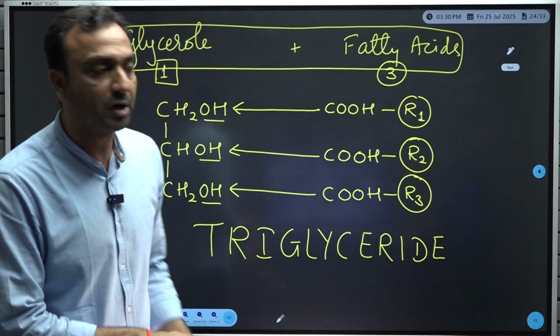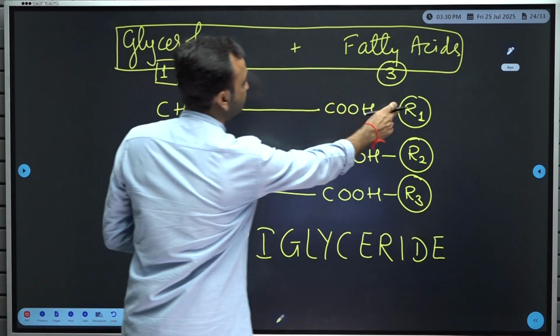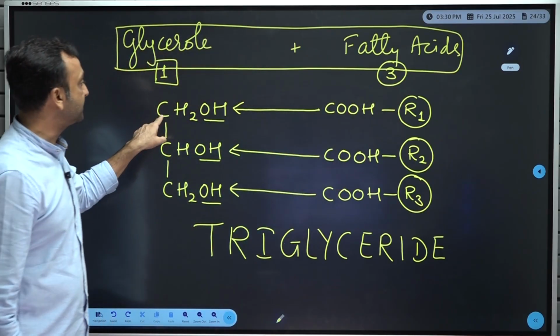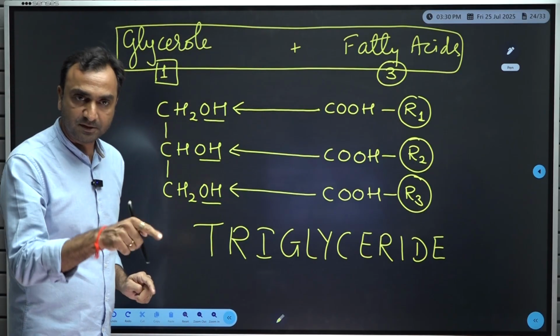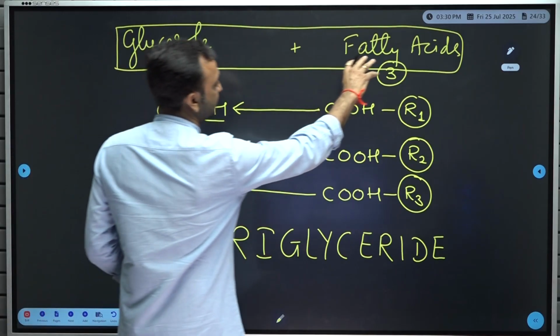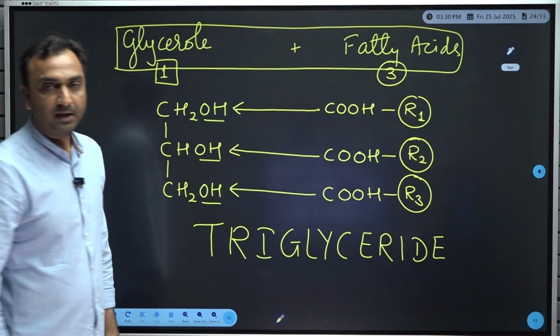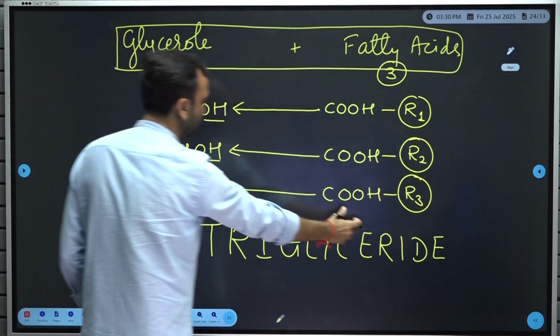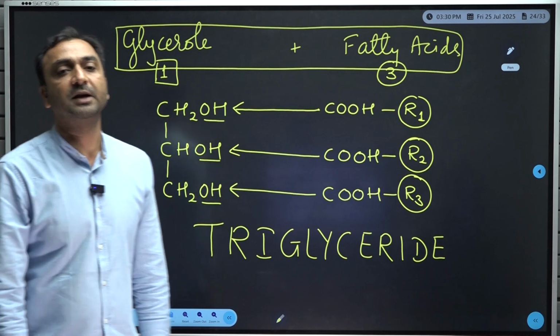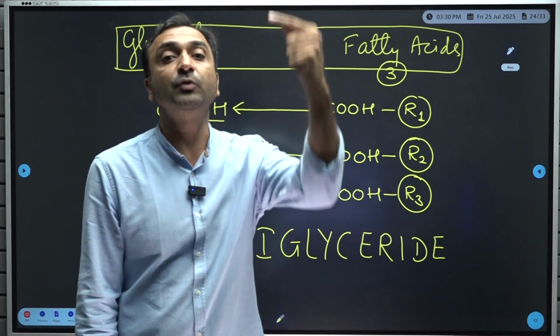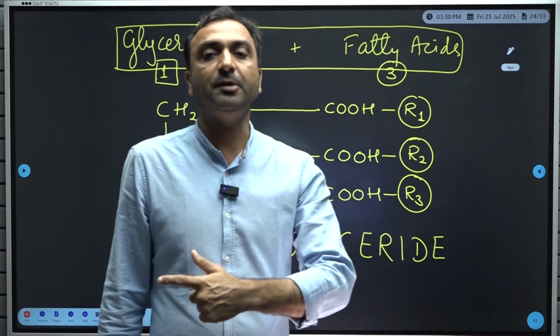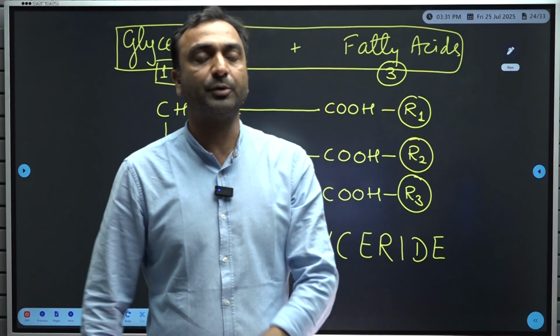So chemical bond between first fatty acid and first number carbon would be first. Then comes the second fatty acid and it is going to be attached with the second carbon. And then comes the third fatty acid and it is going to connect with the third carbon. So it is sequential process. I repeat, it is sequential process.